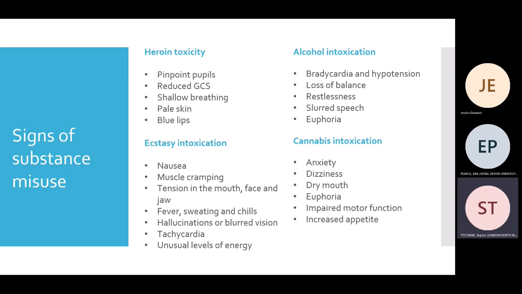for are things such as pinpoint pupils, reduced GCS, shallow breathing, pale skin and blue lips. And obviously, as we all know, heroin is part of the opioid family. So actually, if you've also got a patient who has overdosed on opioids, be this outside of hospital or even within, if they've had too much morphine or something, then we can also see those same symptoms.